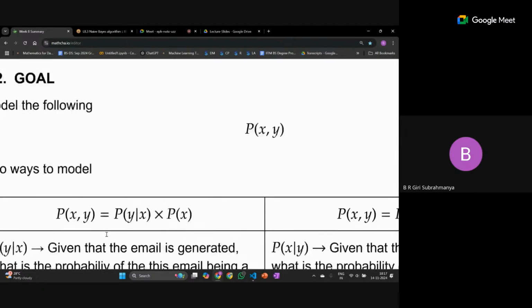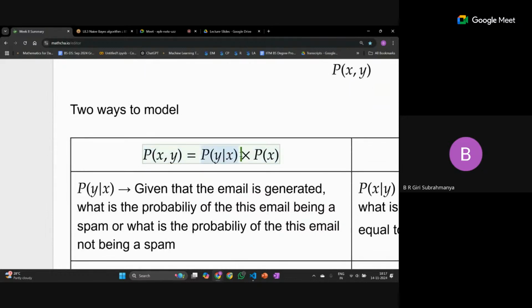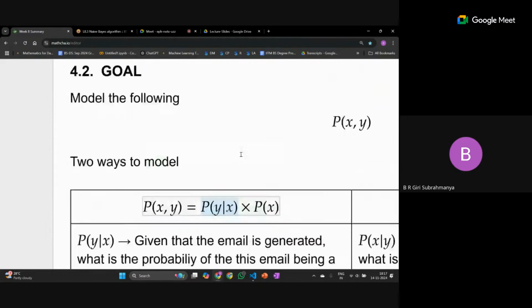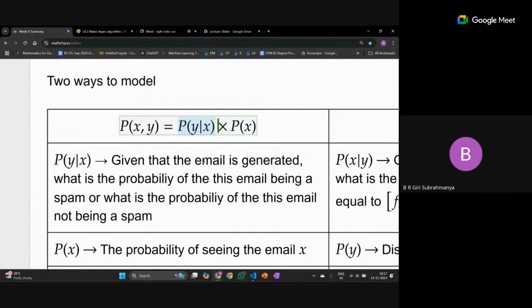All right, now look at the first way. Now p of x comma y, this is the thing which you are going to model. Now this can be written in this way, right? P of y given x into p of x. Now what does this mean? What is p of y given x? This one we have already seen, right? The discriminative model. P of y given x says that, given that some email has been generated, what is the probability that this email is a spam, or what is the probability that this email is not a spam? That is what is being captured by this, right?